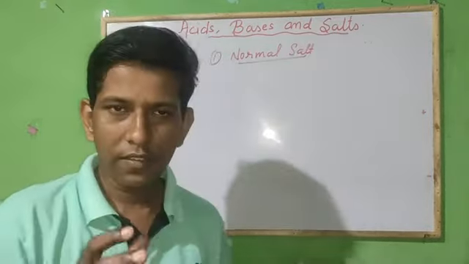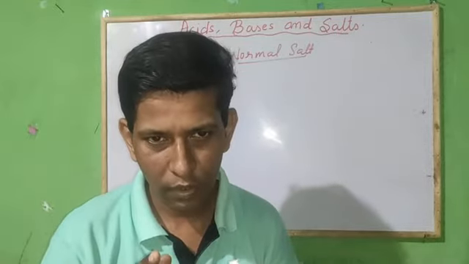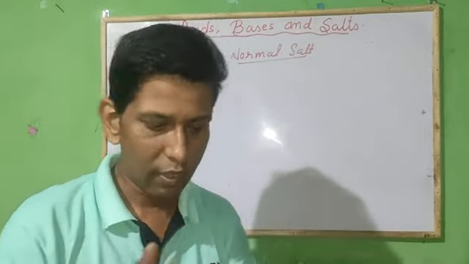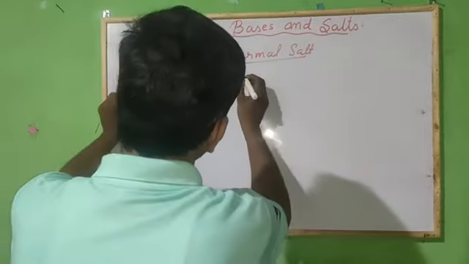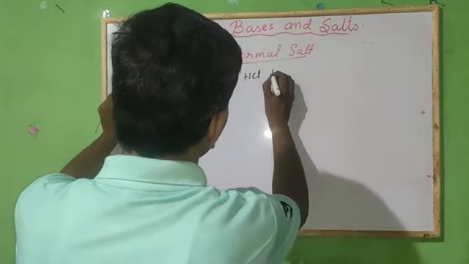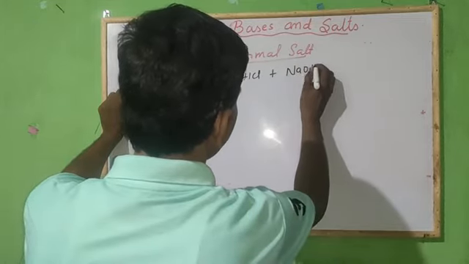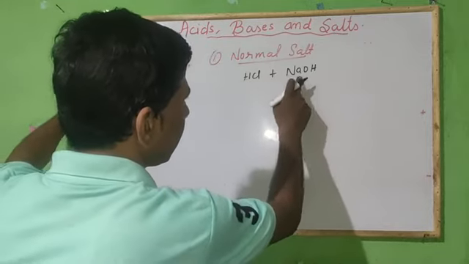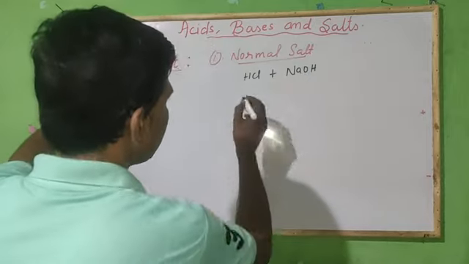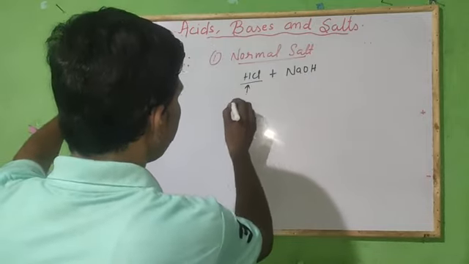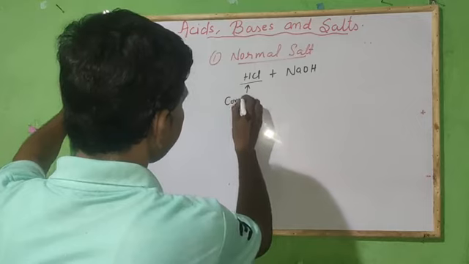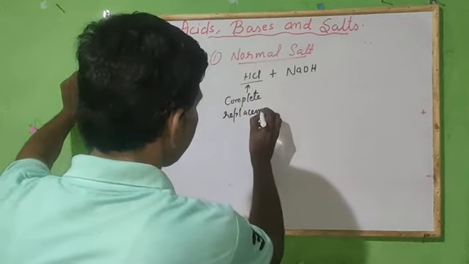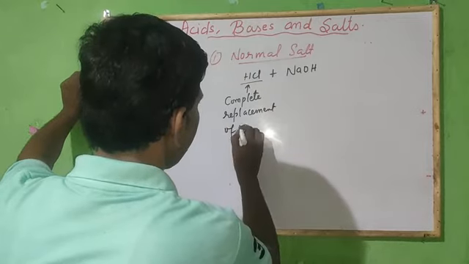In normal salt, what we have to see is that neither H plus ion nor OH minus ion is there. Clear? So you can see that in normal salt, suppose I am writing HCl plus NaOH. Here you can see H is there in hydrochloric acid. Here in NaOH, OH is there. So here complete replacement of H plus ion takes place.